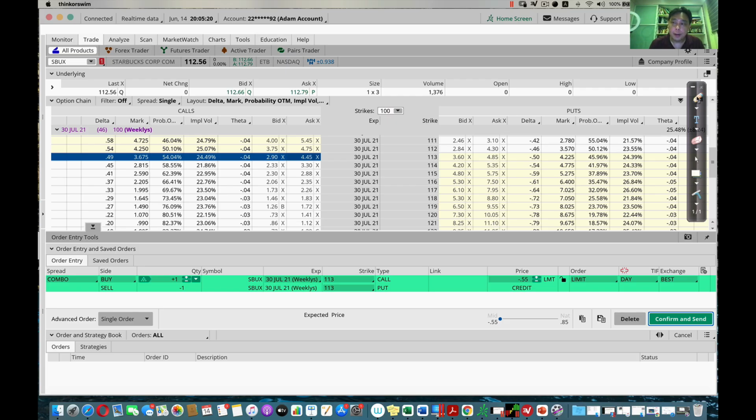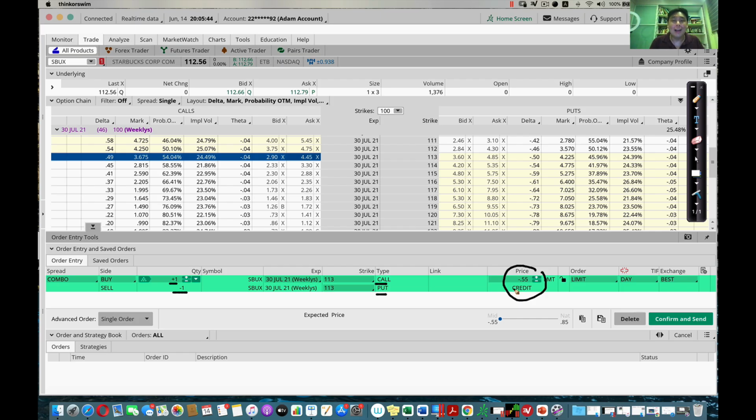So can you see? Plus means I'm gonna buy a call and minus I'm gonna sell a put. And what's the net price? The net price is minus 55 cents. So what does minus mean? Minus means I don't pay for the trade. I collect money from the trade. It's a credit. That's really cool, right?